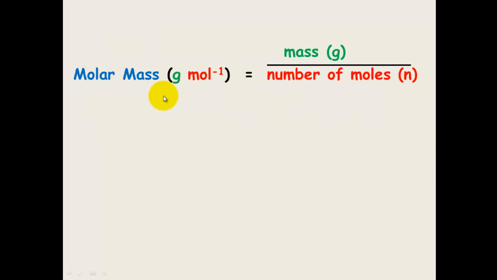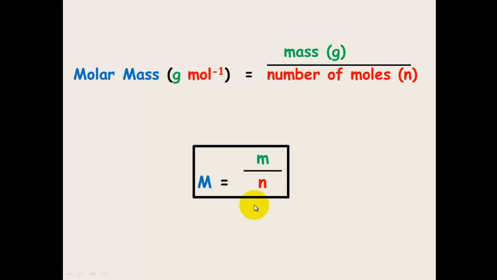So let's have a look at the relationship between molar mass, which is grams per mole, and mass and number of moles. If molar mass is grams per mole, it equals mass divided by the number of moles. Now, using this relationship, we can determine any of these 3 if we know the other 2 values. So the way to remember this version here is molar mass equals mass divided by number of moles.